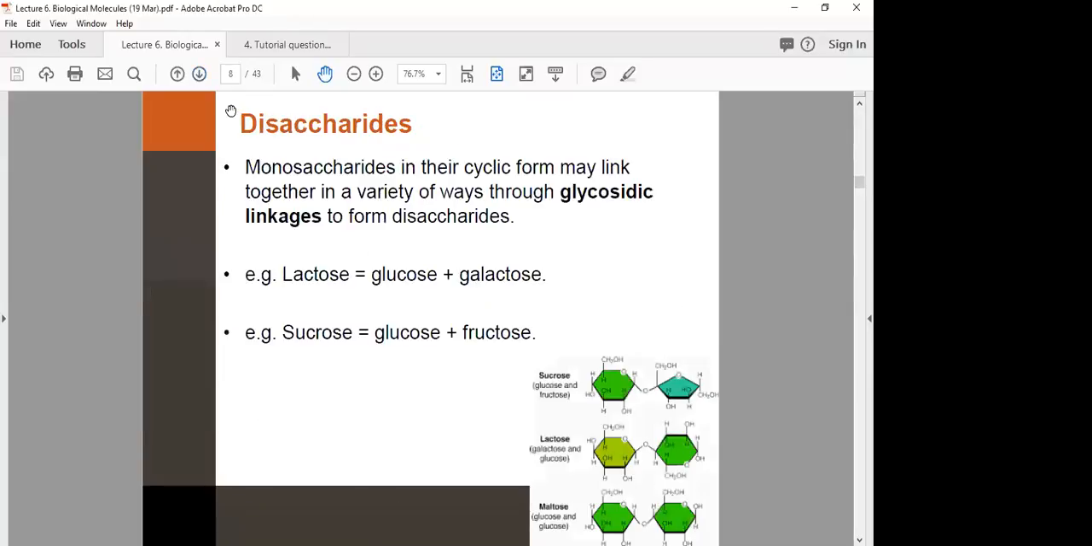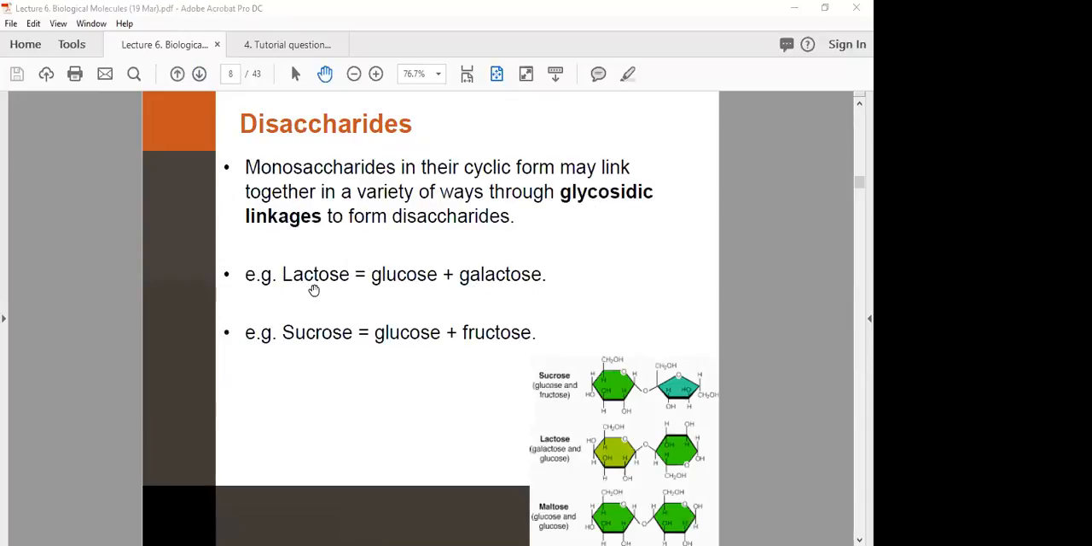Now let's look at disaccharides. So the second group. So once again, imagine our single monosaccharides, and if 2 of them were bonded together, we would have 1 disaccharide. Okay, so monosaccharides in their cyclic form can bond together in a variety of ways, and they do this through special bonds called glycosidic linkages. And we'll talk a lot more about them in living systems too. They form a glycosidic linkage to form a disaccharide. So here's a couple of examples for you.